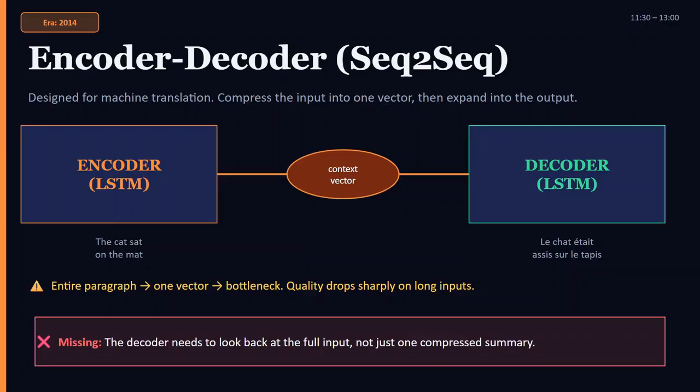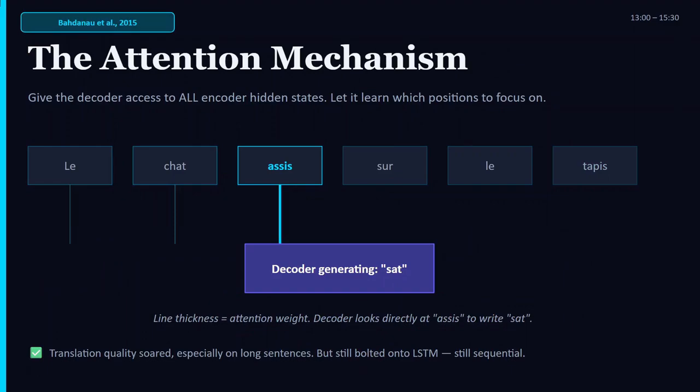And well, that idea has a simple name called attention mechanism. The idea here is pretty simple. Instead of giving the decoder one compressed vector, give it access to all the encoder's hidden states. And at each step of decoding, let the model learn which encoder positions to pay attention to. Right? Imagine you are translating a sentence from French to English. When you are about to write the word cat, you naturally look back at the French word chat. When you are writing sat, you look back at the French word. You don't try to remember the entire sentence at once. You look at the relevant parts as needed.